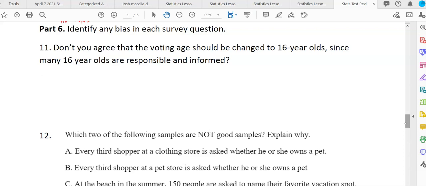16-year-olds because they're responsible and informed. So, it's leading, it's loaded, it's leading and loaded, something like that.